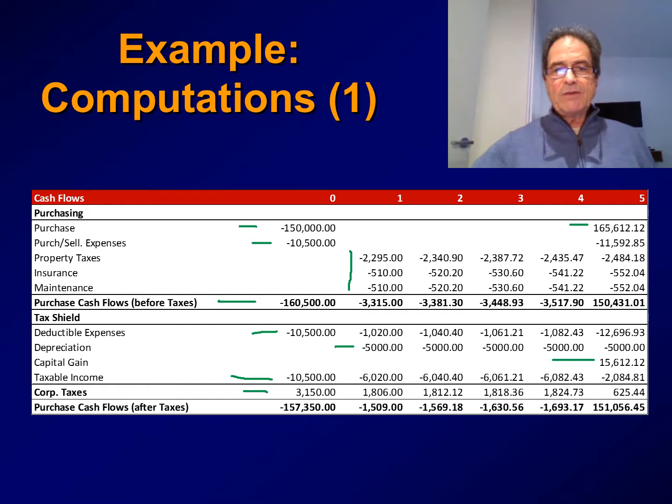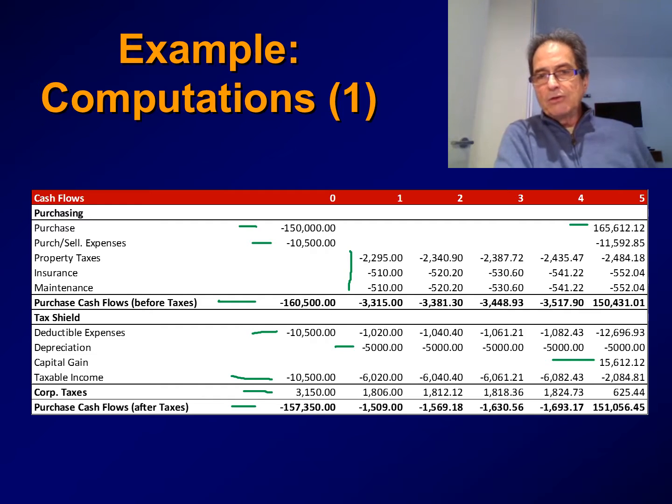If we apply the corporate tax rate, we obtain these corporate taxes, 3150 in year 0, 1806 in year 1, etc. If we add up these taxes to the cash flow of purchasing the property before taxes, we'll obtain the purchasing cash flow after taxes. So the cash flow corresponding to purchasing the property taking into account taxes. And that is the result that we obtain at the bottom here in bold. So it will be minus 150,350 in year 0, 1509 in year 1, negative 1569.18 in year 2, etc.